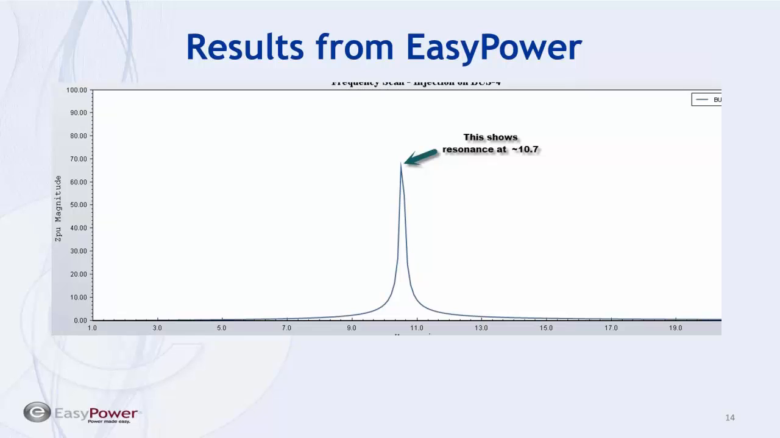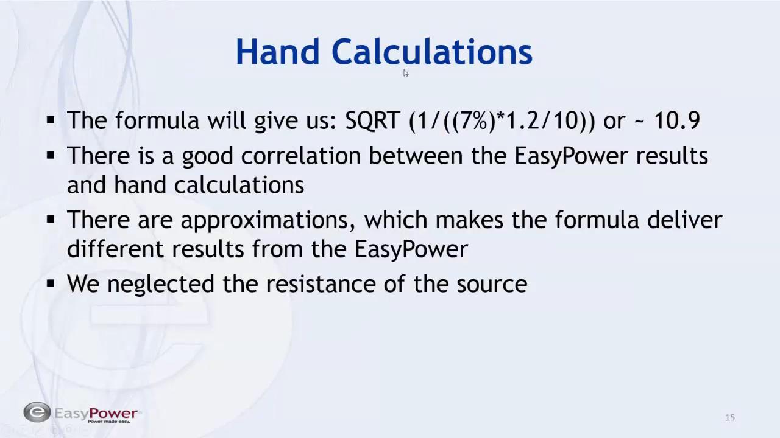So for the sake of this example, maybe we are fine, but usually having resonance around the 11th, 5th, or 7th are kind of red flags. You always try to push the resonance frequency to higher frequencies where it's less likely to have any harmonic injection. In terms of the hand calculation, the formula gives us the square root of 1 over 7% times 1.2 divided by 10, or almost 10.9 order.